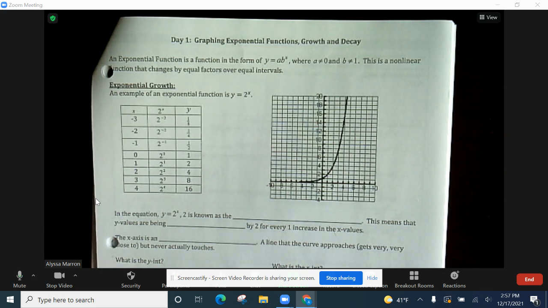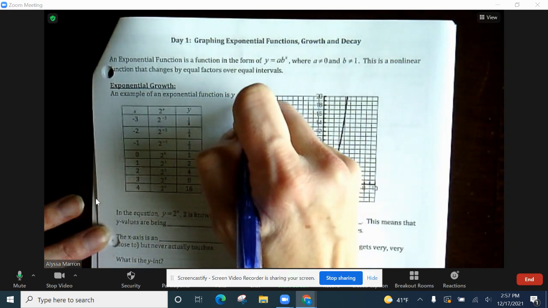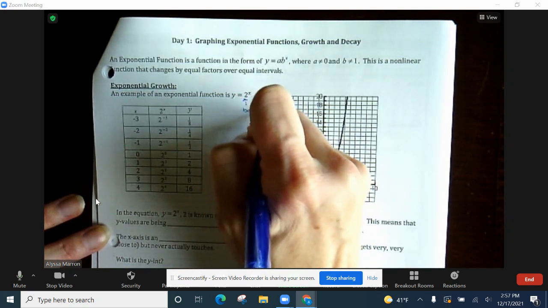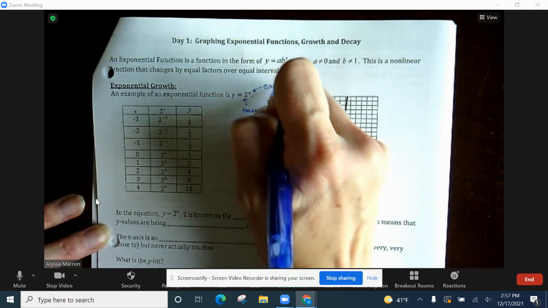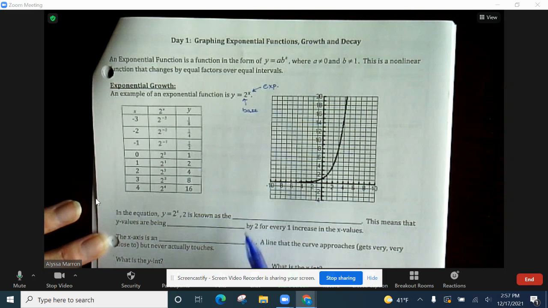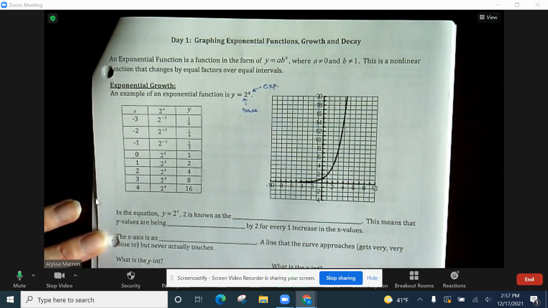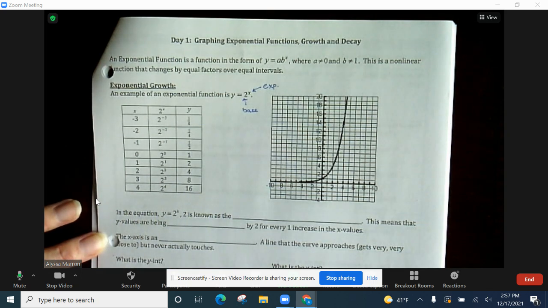All that means is that we have this function here. This number here is your base. And this here is your exponent. Now, if we were to put into our calculator y equals 2 to the x, you would see this exponential function here. If we were to look at our table, we would see x values increasing by 1, and we would see the corresponding y values.